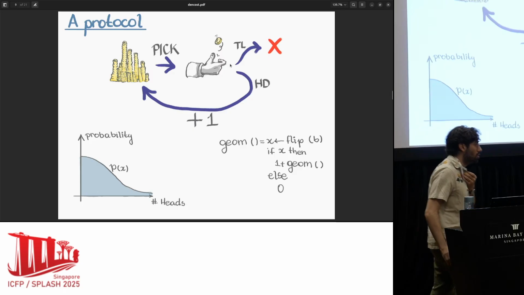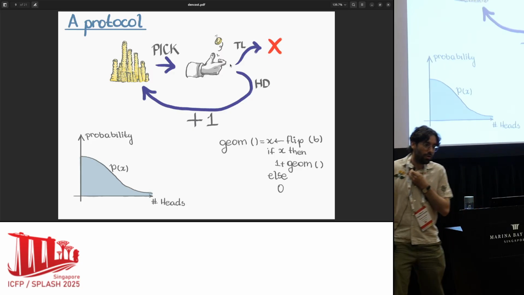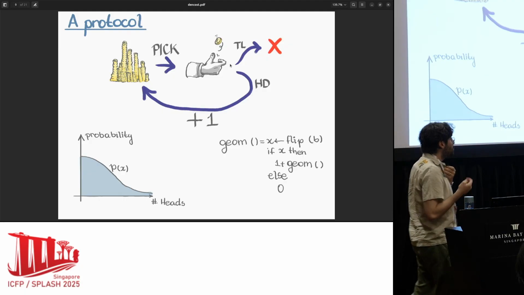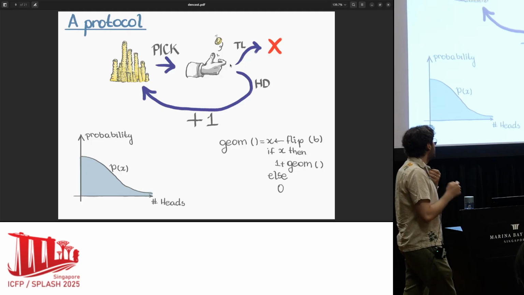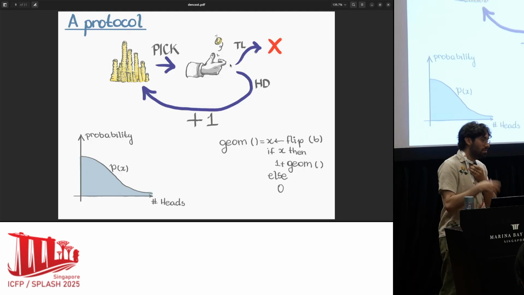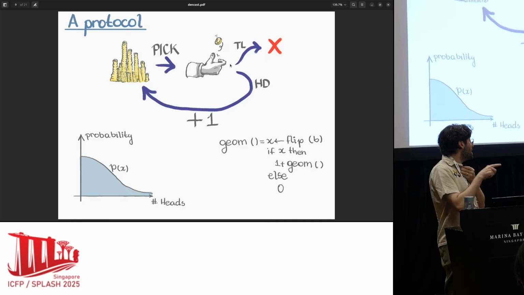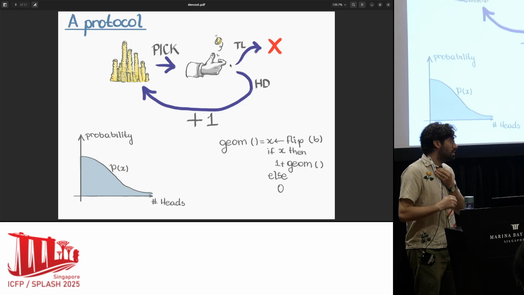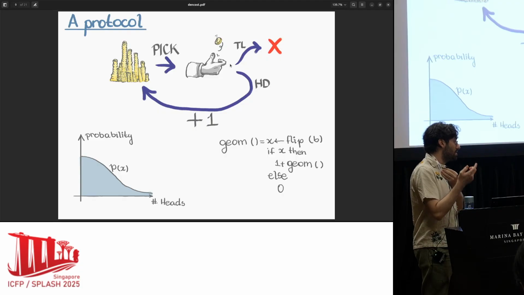And just to show this very simple protocol, imagine that we have an infinite pile of coins, and at each round, we first pick a coin, flip it. If it's tails, it's over, it stops. If it's heads, we put this coin in our pocket and then get another coin. And then we do this until it's tails.